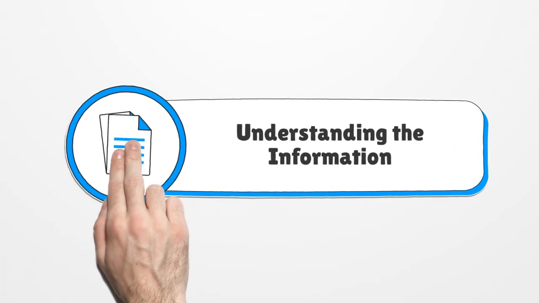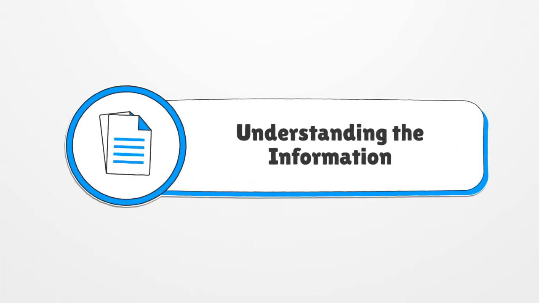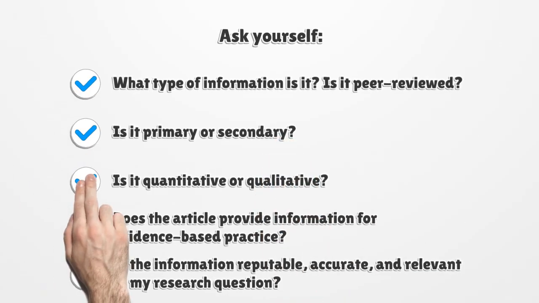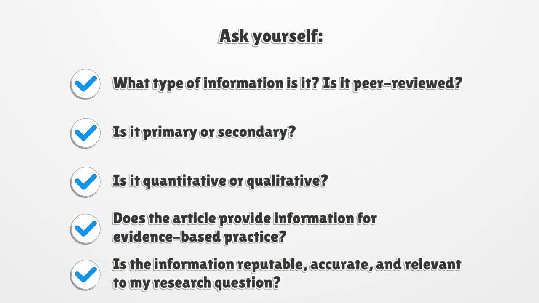To understand the articles and information you've found, ask yourself the following questions. What type of information is it? Is it peer-reviewed? Is it primary or secondary? Is it quantitative or qualitative? Does the article provide information for evidence-based practice? Is the information reputable and accurate? How does the information in the article relate to the research question?